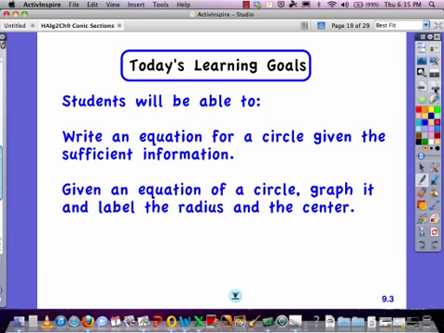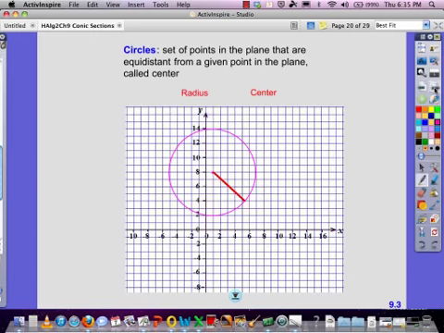Knowing what you did in 9.2, that was the toughest section about all the different pieces and parts of the parabola. Now the circle should be quite a bit simpler. Circles, we know, are a set of points in the plane that are equidistant from a given point in the plane called the center. Now remember, this came from that double cone with a plane running parallel to the base of either of the cones. And that would give us a circle versus an ellipse, hyperbola, any of those.